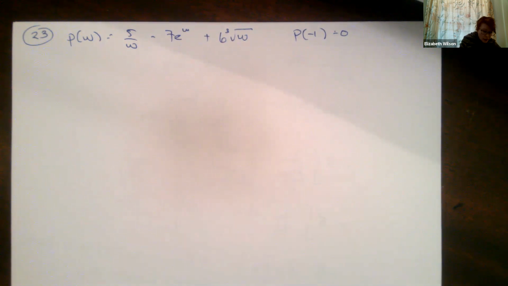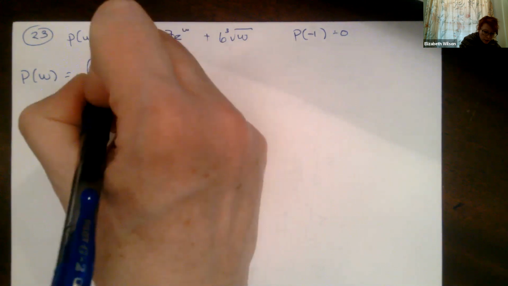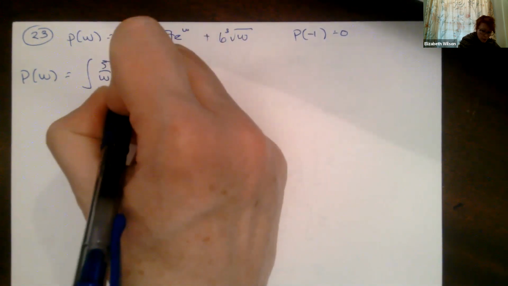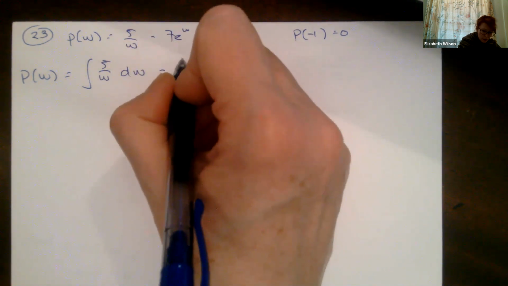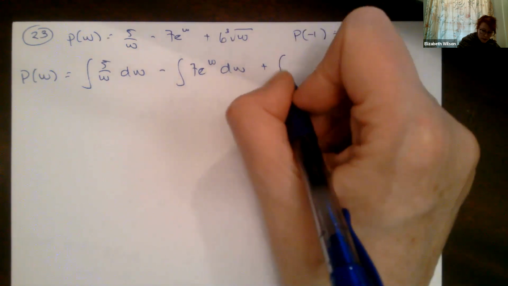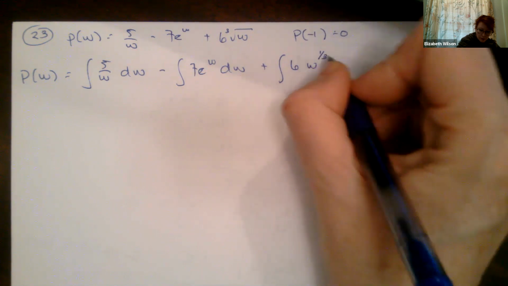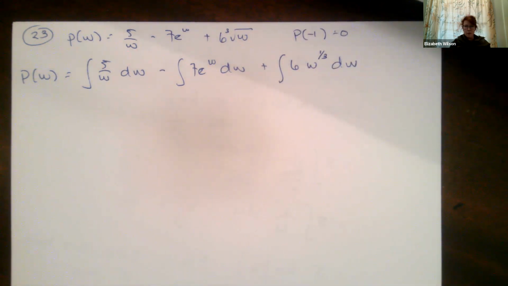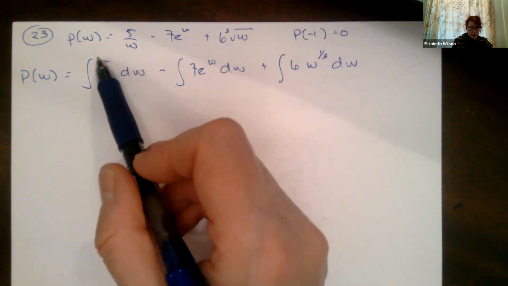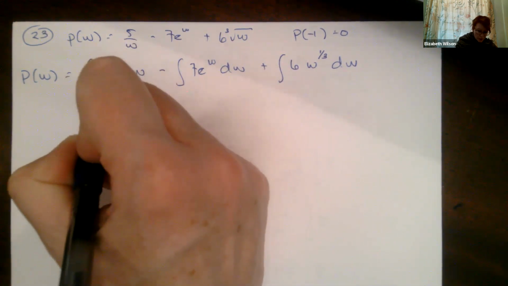All right. So now we're looking at capital P equals the integral of this whole thing here. So I'm going to go integral of 5 over W dw, distributing as I go, minus the integral of 7e^W dw plus the integral of 6 times the cube root of W. I'm going to convert this to an exponent already, just so I can start working with the power rule, right? So my exponent is minus 1 here, so this is the integral of 5w^-1.